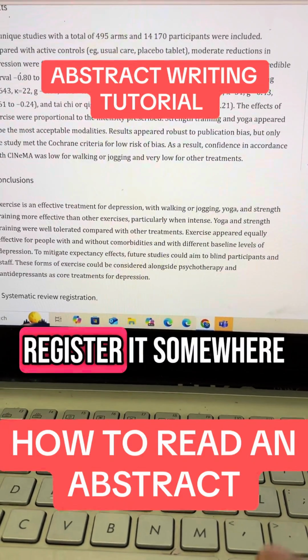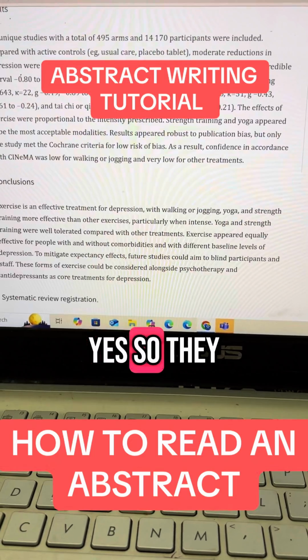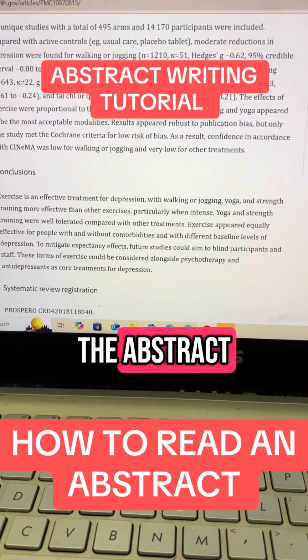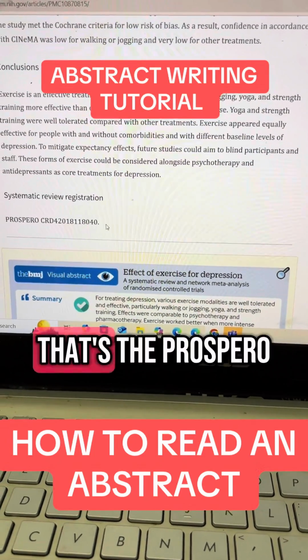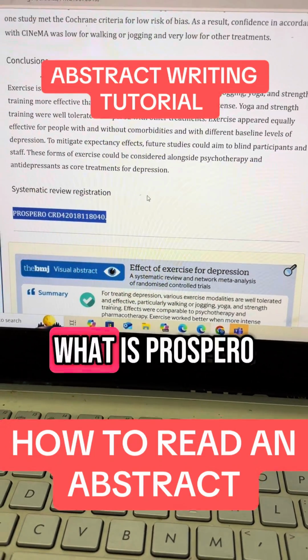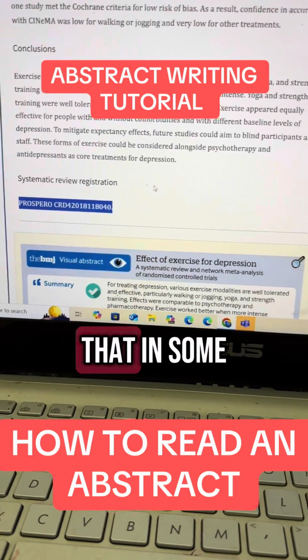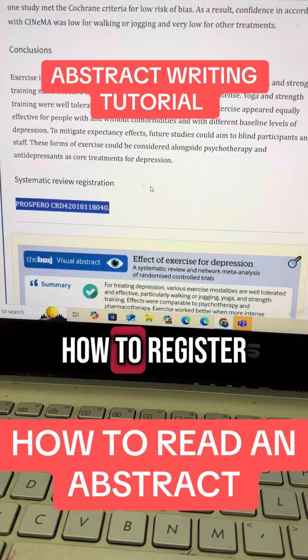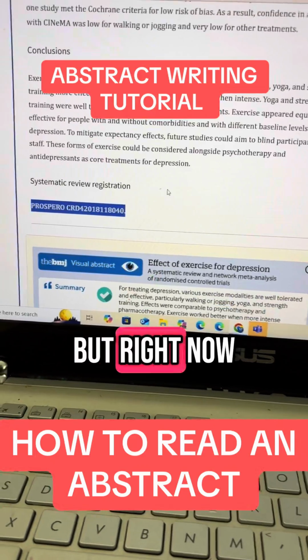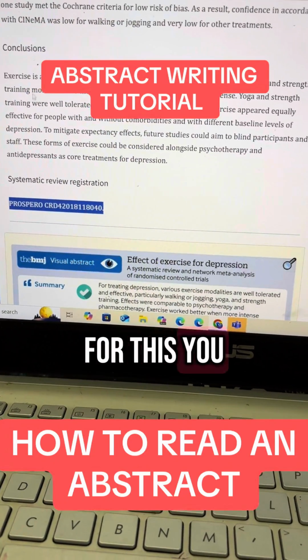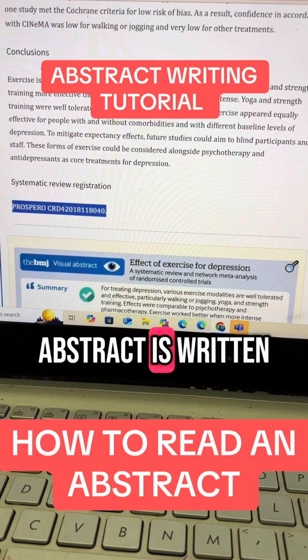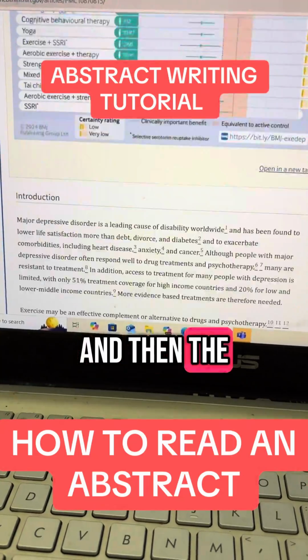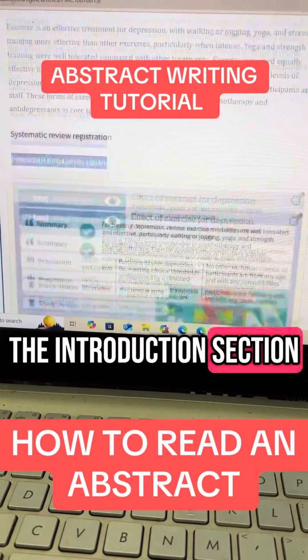Now, did they register it somewhere? Yes. So they mentioned that in the abstract. That's the Prospero registration. What is Prospero registration? We'll talk about that in some other video someday, how to register and all. But right now, for this, you understand how an abstract is written. And then the article begins with the introduction section. See that?